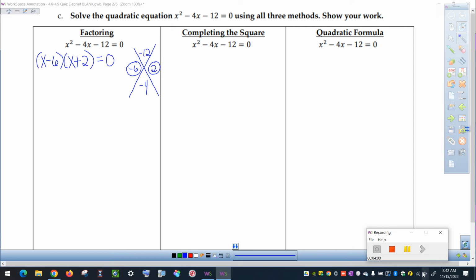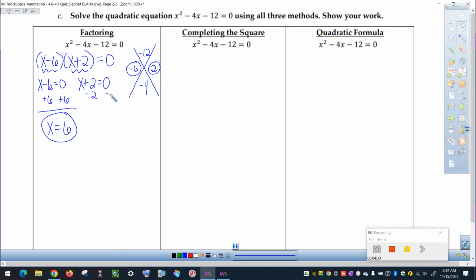Okay, so once we have this factored, some people got it factored beautifully and then just stopped there. We want to actually keep going. We want to finish the problem. We want to solve this for x. We want to find what values of x make this equation true. How we do that is we set each factor equal to 0, and we solve each one separately, and this is going to give us 2 different answers. To solve my first equation, I'm going to add 6 to both sides. We get positive 6 as my first answer.